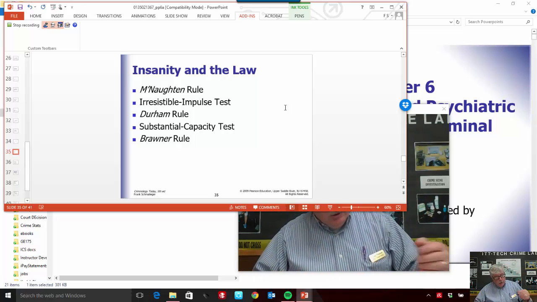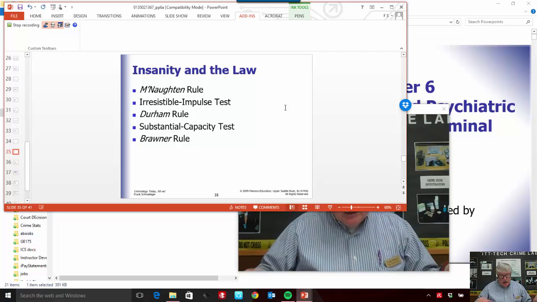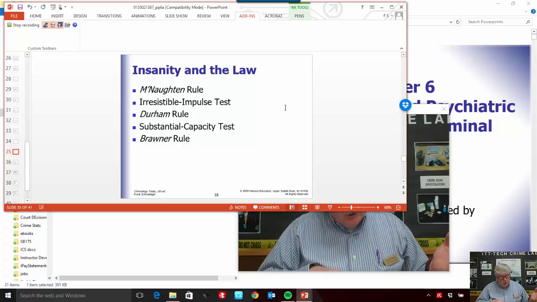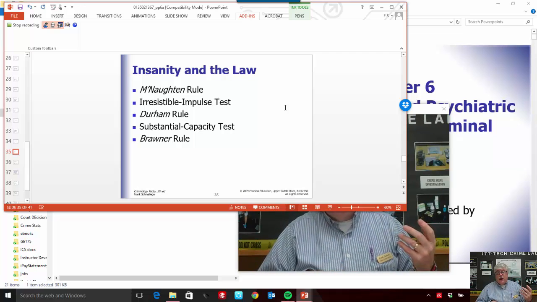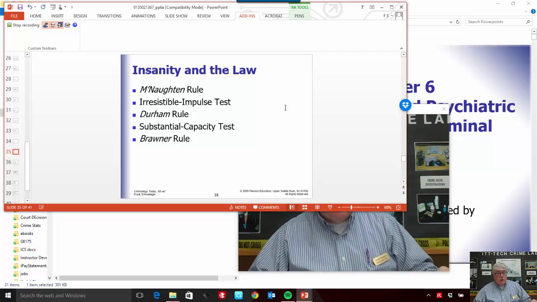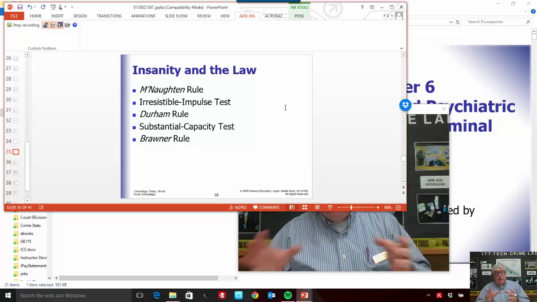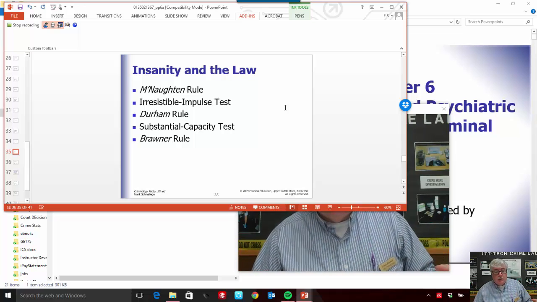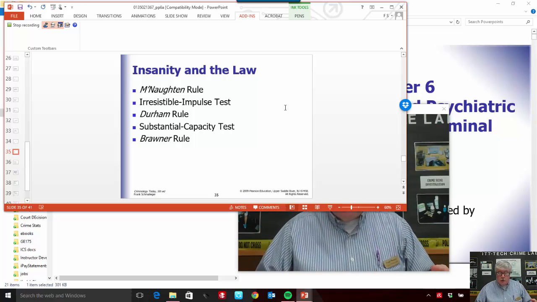All right. The Durham Rule says somebody's not criminally responsible if the act was the product of a mental disease or defect. That's a little simpler. The McNaughton Rule is more difficult. If you can justify that the person had a mental disease or defect, it's possible to get them off under the Durham Rule.